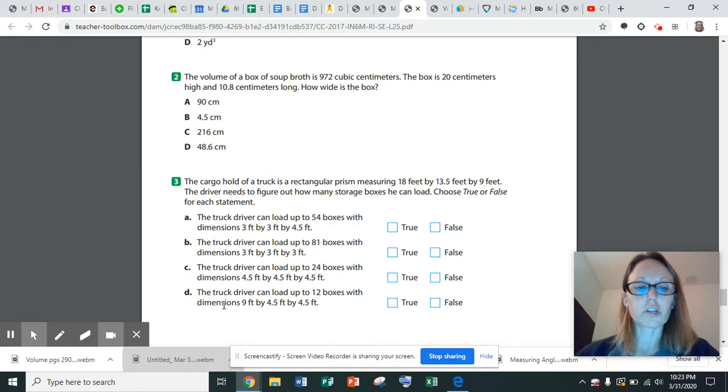And then D, the truck driver can load up to 12 boxes with dimensions 9 by 4.5 feet by 4.5 feet. And then multiply that by 12, the answer would be true.